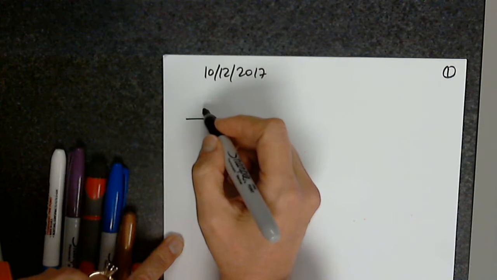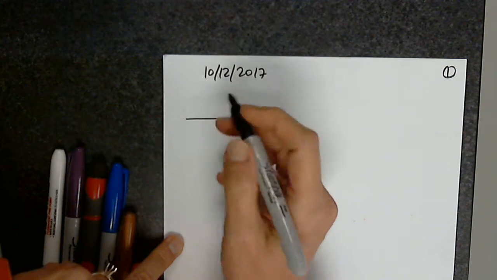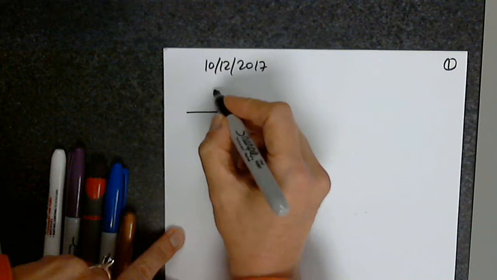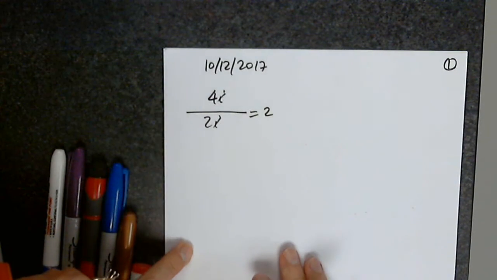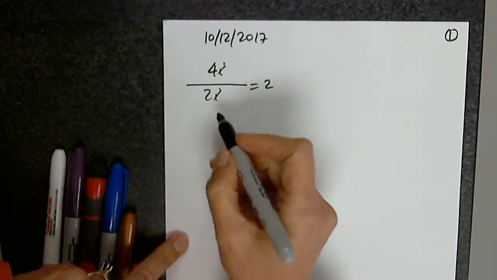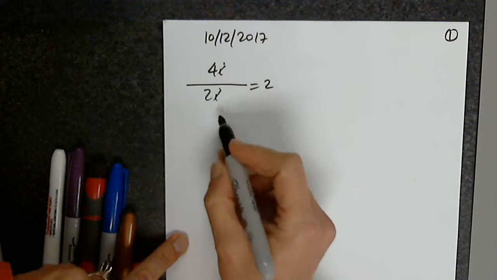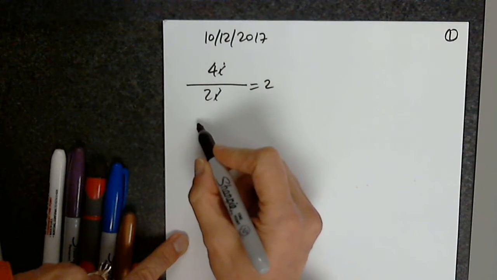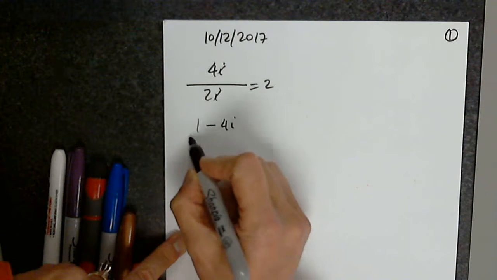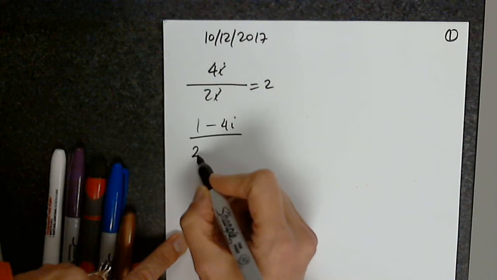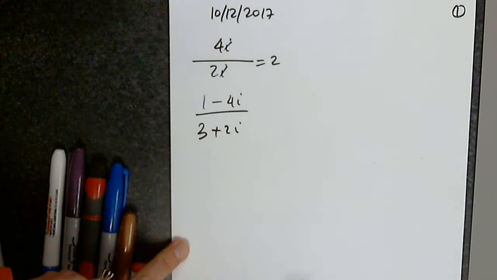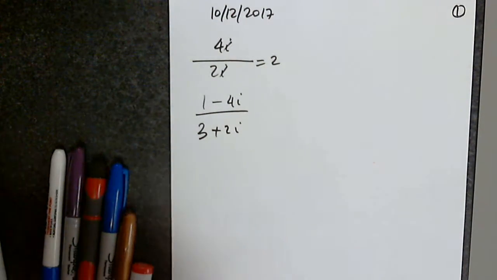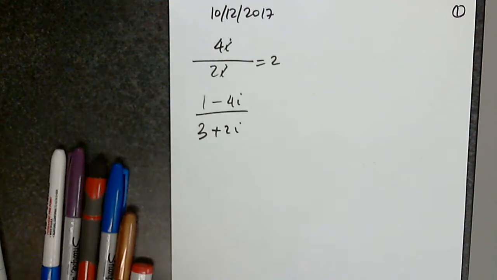4i. Too simple. I need a real part to show the whole thing. But you're right. If you say 4i and 2i, I'll simplify and I'll get 2. But I cannot simplify if you want to keep those. Let's say 1 minus 4i over 3 plus 2i. In this situation, I cannot simplify anything because they're terms, not factors.